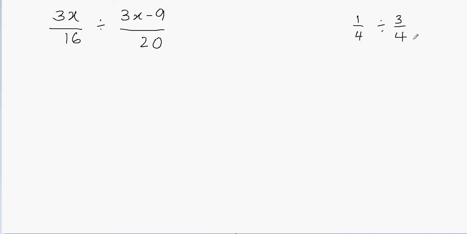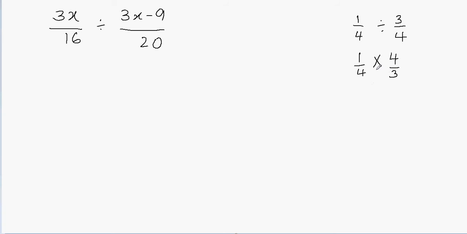First of all, I'm going to change this problem into a multiplication problem, because remember, that's how we do division of fractions. We change the division sign to a multiplication sign, and then we flip the fraction which is next to it. So your numerator becomes the denominator and the denominator becomes the numerator. I'm going to write this as 4/3, because we write the reciprocal of the fraction next to the division sign. And then we can multiply the numerator with the numerator and the denominator with the denominator.